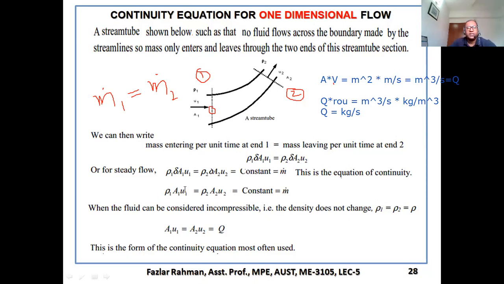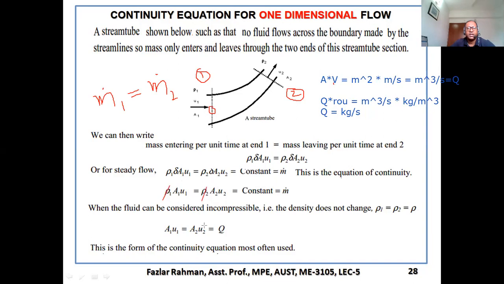So this is steady flow. That's why the mass entering at this point is the same. But if it is not steady flow, meaning the flow rate is changing with respect to time, right over here and right over here, then some mass will remain over here. But we are thinking of a steady flow. So in that steady flow, you get this result. Now, if the density is constant, in that case rho 1 and rho 2 will be the same.